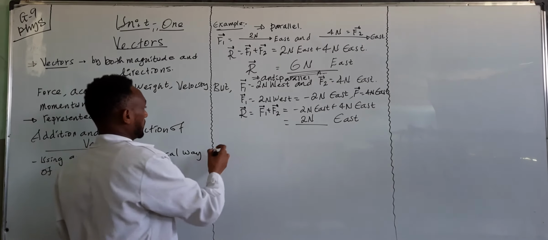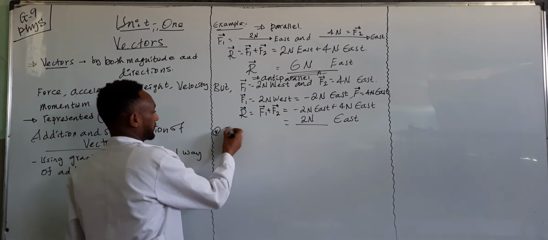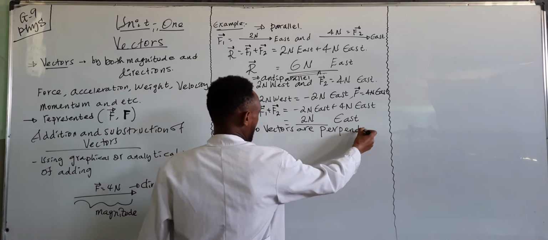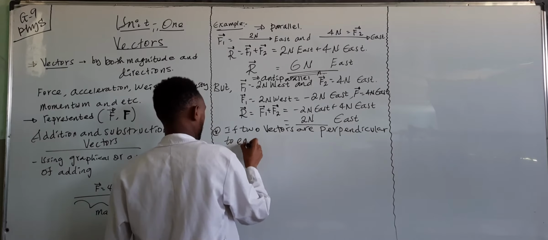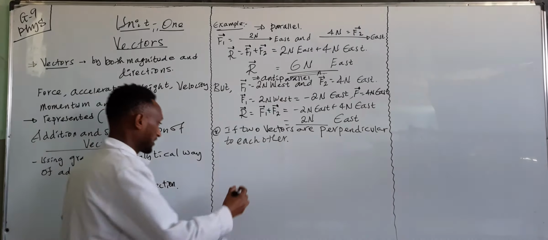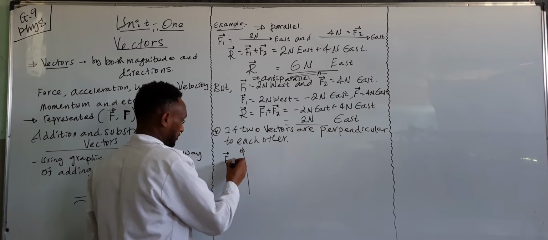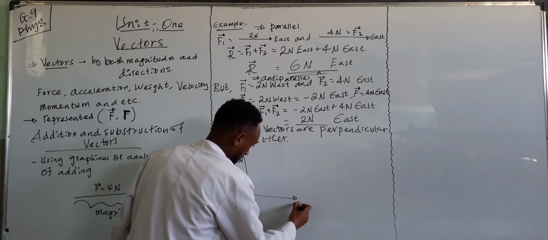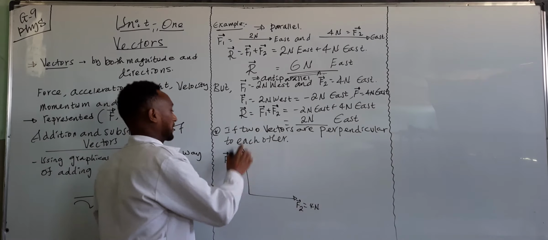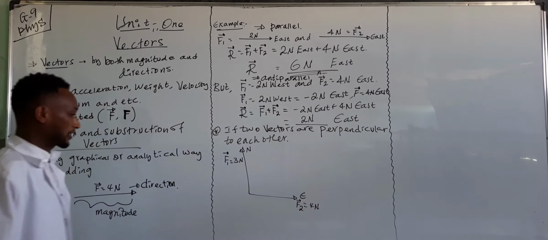Another, the third one, is if two vectors are perpendicular to each other, like that. If they are perpendicular to each other, that means one vector is perpendicular to another vector. Take this one as force 1, which is equal to 3 Newton, and this one as force 2, which is equal to 4 Newton. Force 1 is 3 Newton in the north direction, and force 2 is 4 Newton in the east direction. They are perpendicular to each other.